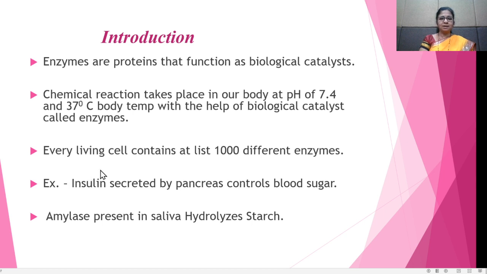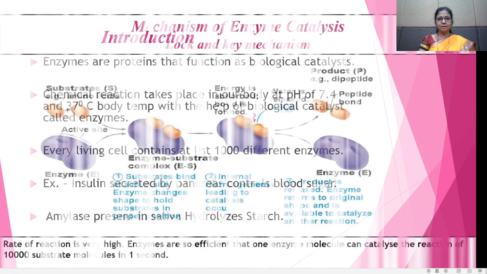Every living cell contains at least 1000 different enzymes. For example, insulin, which is secreted by the pancreas, controls the blood sugar in our body. Also amylase, which is present in saliva, hydrolyzes starch. There are different enzymes present in our body.